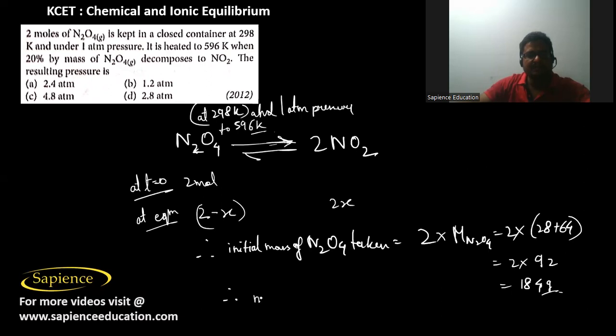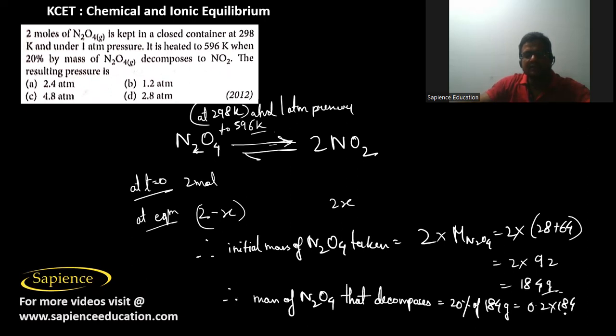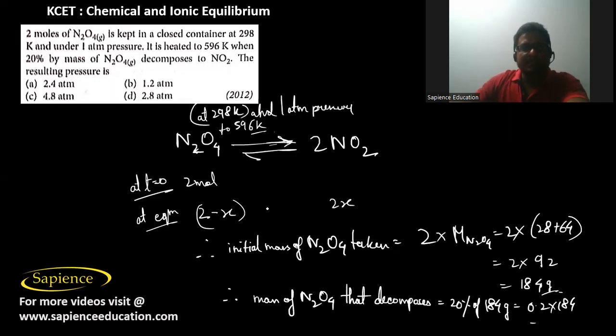So the mass of N2O4 that decomposes to NO2 will be equal to 20% of 184 gram. So that is 0.2 into 184. That will be equal to 36.8 gram. So 36.8 gram has reacted.